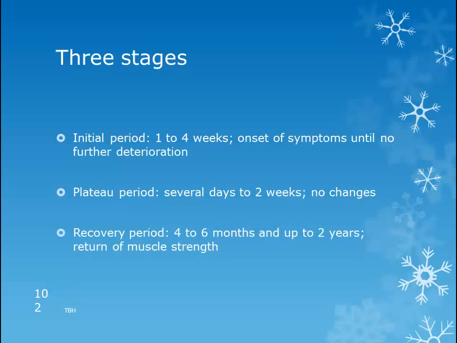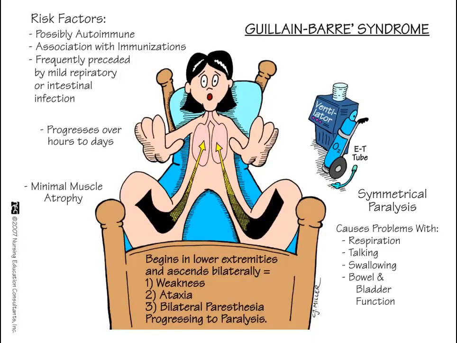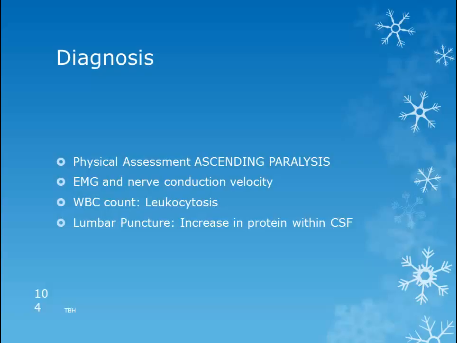These patients might end up on a ventilator due to the ascending paralysis that occurs in Guillain-Barré, which paralyzes the respiratory muscles. This is one of those little cartoons that pull Guillain-Barré syndrome together, combining the risk factors, progression, and assessment findings into one slide. Diagnosis of Guillain-Barré is done by physical assessment, EMG, looking at a white blood cell count, and lumbar puncture, which shows increase in protein with cerebral spinal fluid.